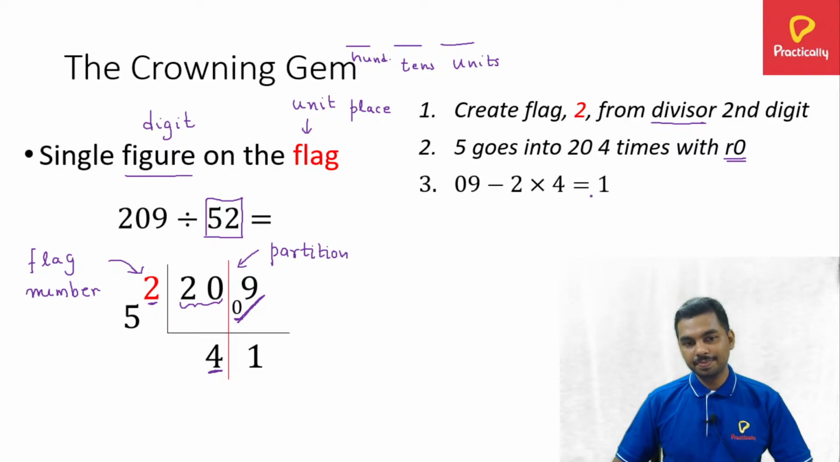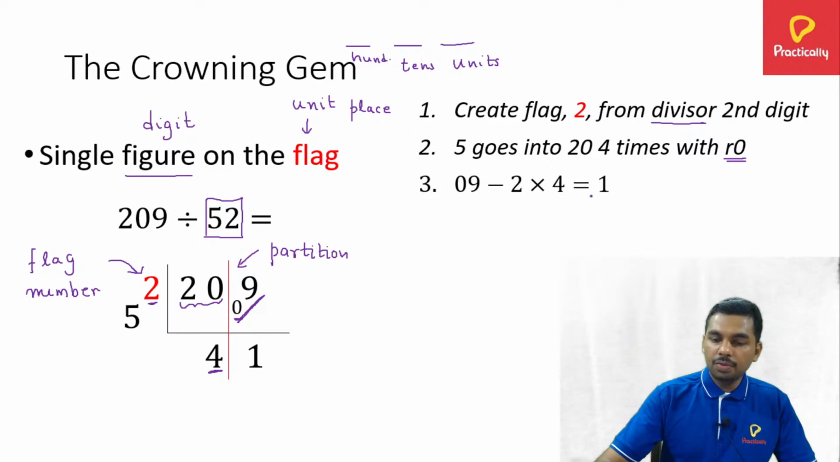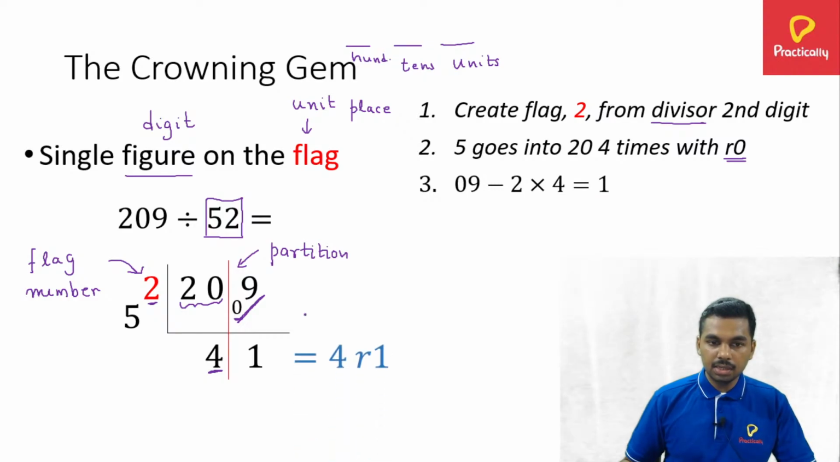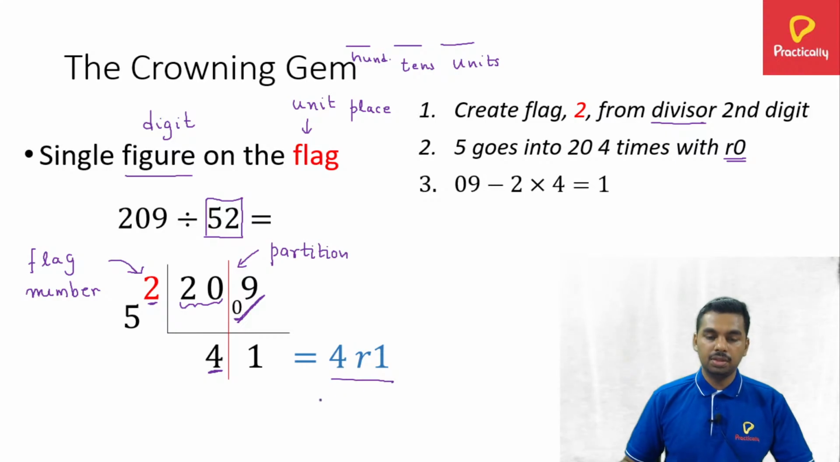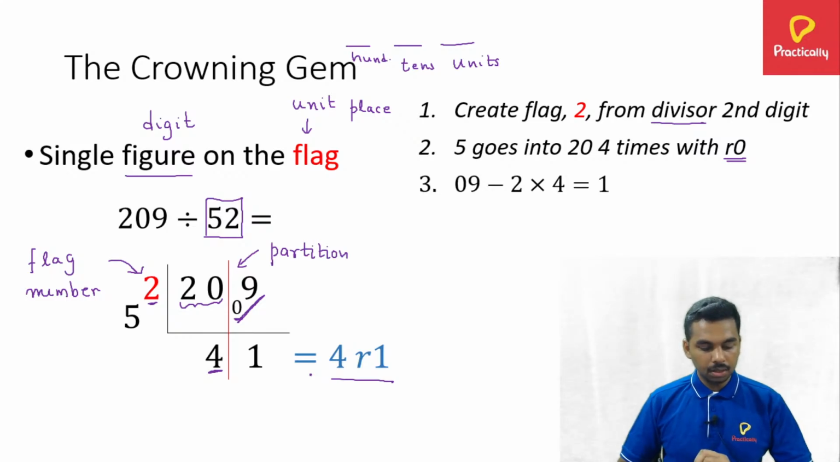Is this clear? So the final answer that we get is, if you divide 209 by 52, the final answer is going to be 4 with remainder as 1.